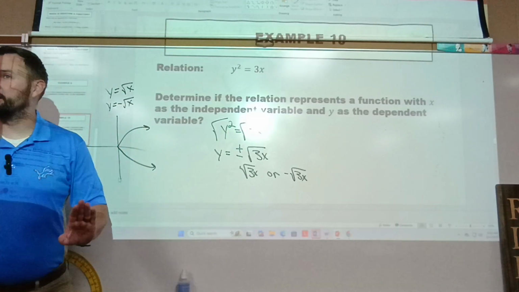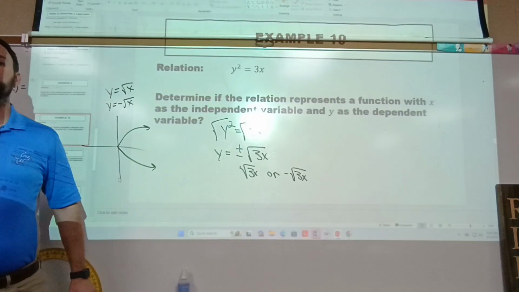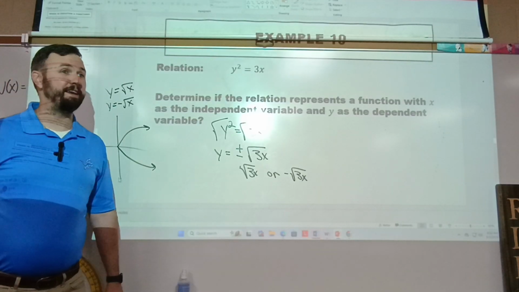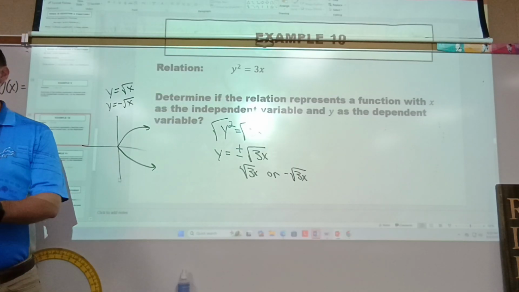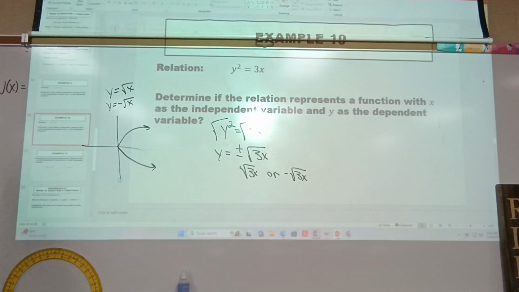So here's a shortcut for you. If you end up with a y to an even power in your expression, it will not be a function. Like y squared, y to the 4th, y to the 6th. It's automatically not going to be a function. Because when you cube root something, that one does not have the 2 values. Cubing is okay.